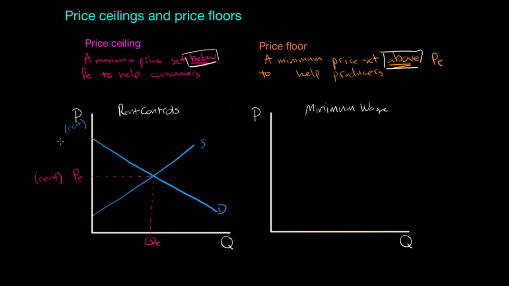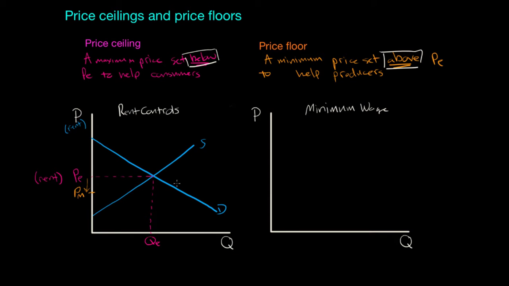But what happens if a government decides to intervene in the market for housing and make housing more affordable for people by putting a maximum price or a price ceiling in the market? Now let's go back to our definition. A price ceiling has to be set below the equilibrium price in order to help consumers. So let's establish a maximum price. We'll call this PM, the maximum price, somewhere below PE.